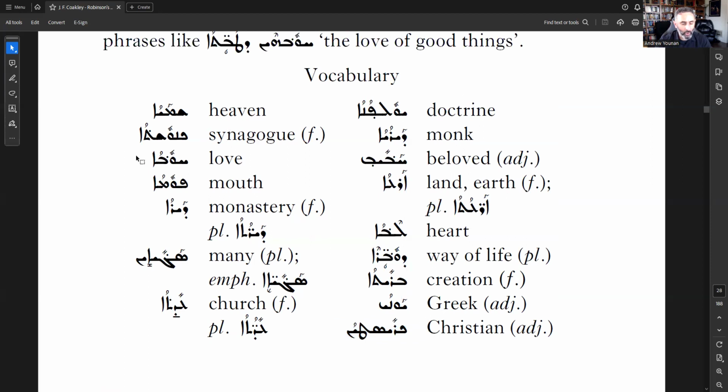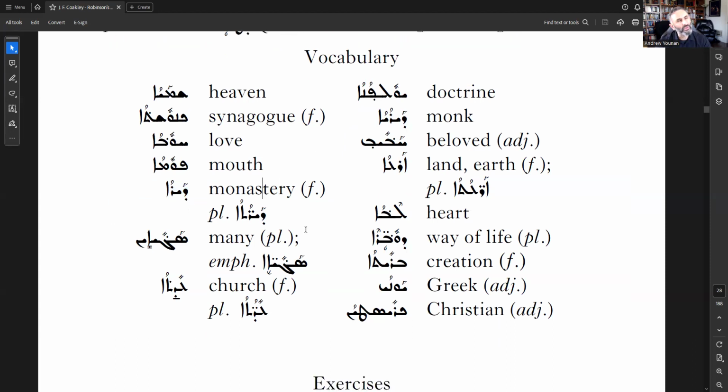Knushta, synagogue, we saw that. Hubba is love. Habiwa is beloved. You can see the relationship between those two words. Huma is mouth. Deira, monastery. Plural, Deiratha. I think I've seen Deira too, but anyway. So look at Deira, monastery. Deiraya, monk. And the word Deira, monastery, is feminine. So maybe there isn't Deira. Maybe that's just in Chaldean.